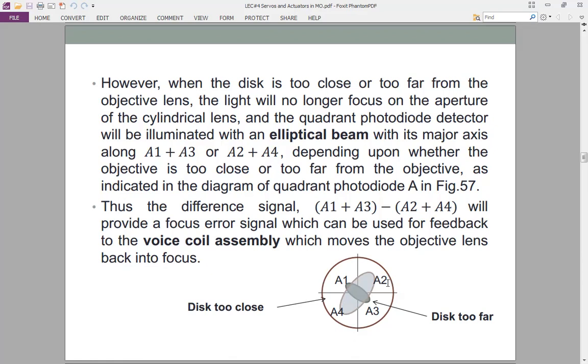And when that error signal is sent, then we have what we call actuators, and one of the actuators in this case is called a voice coil assembly. I'll explain this a little bit more in my next slide. An actuator will either move the objective lens closer or far away so that the laser spot is not lost outside the track.